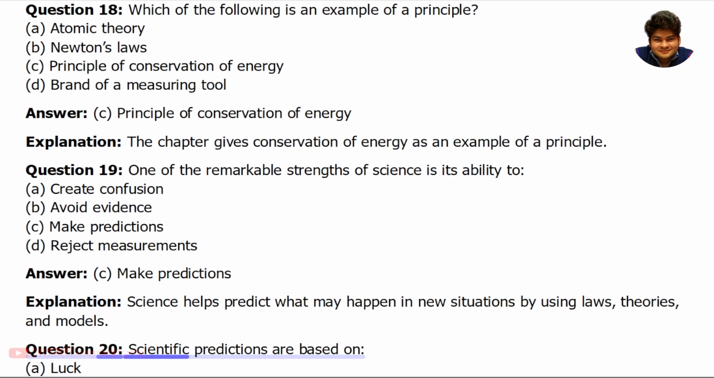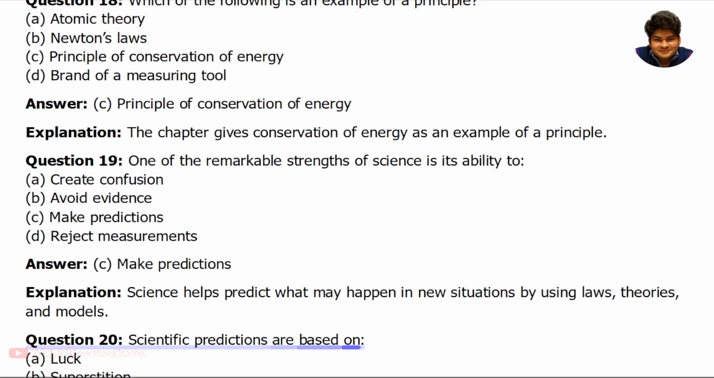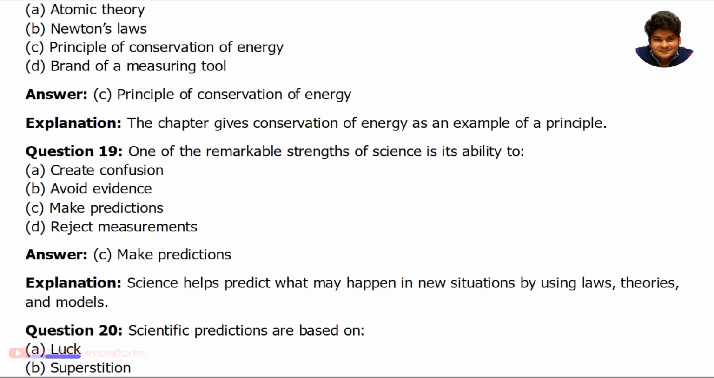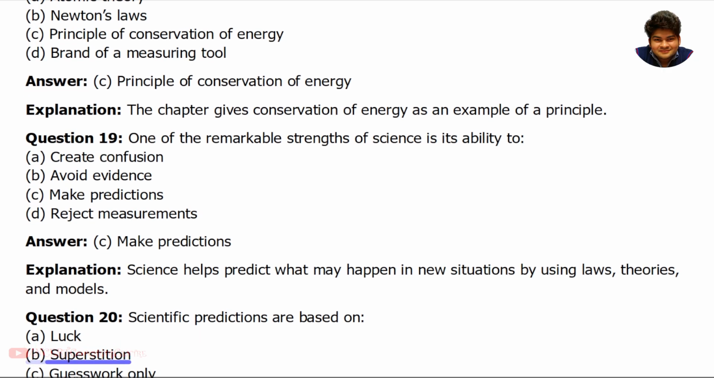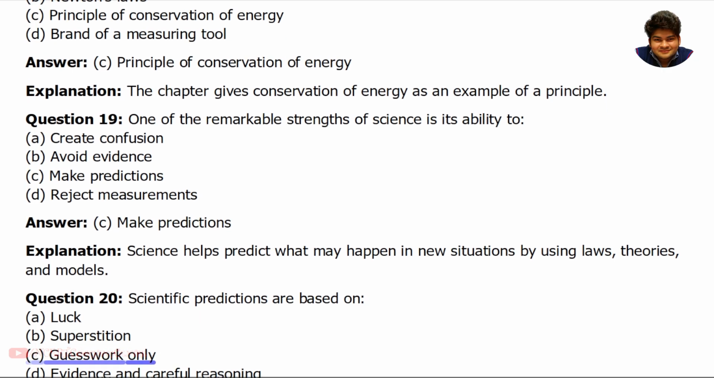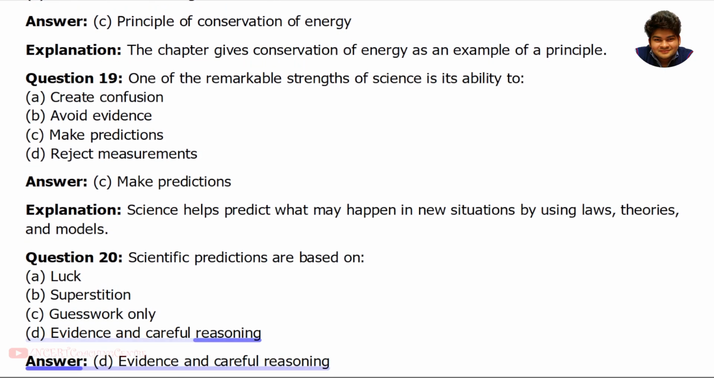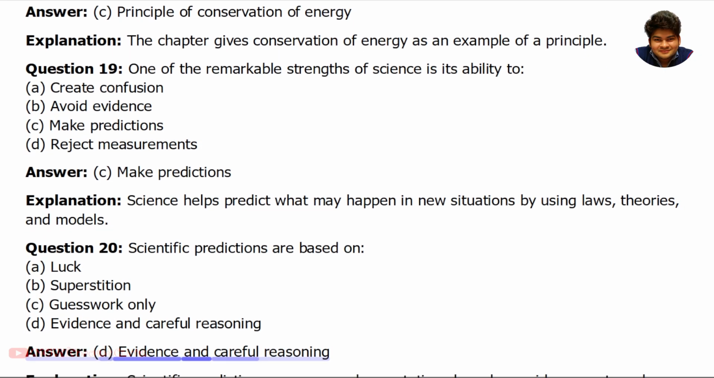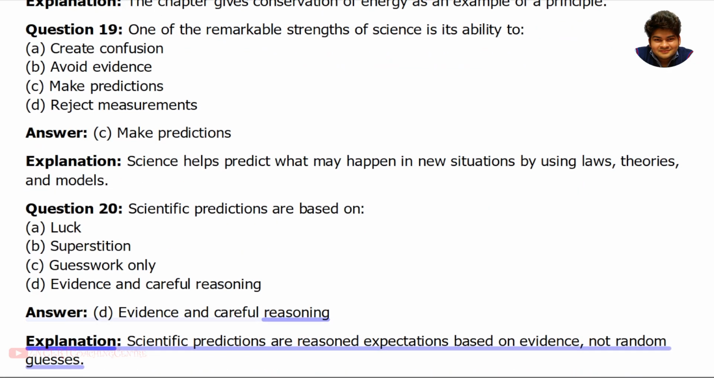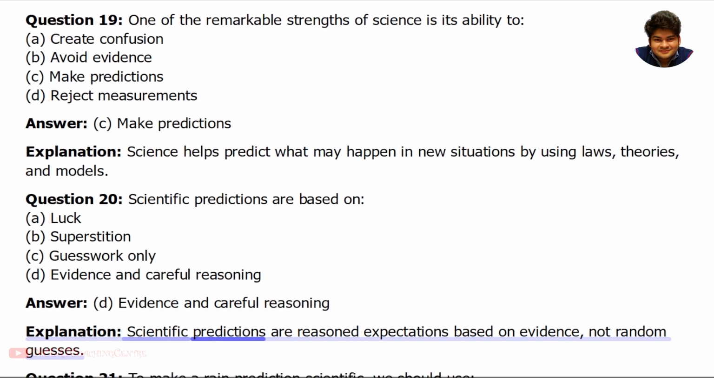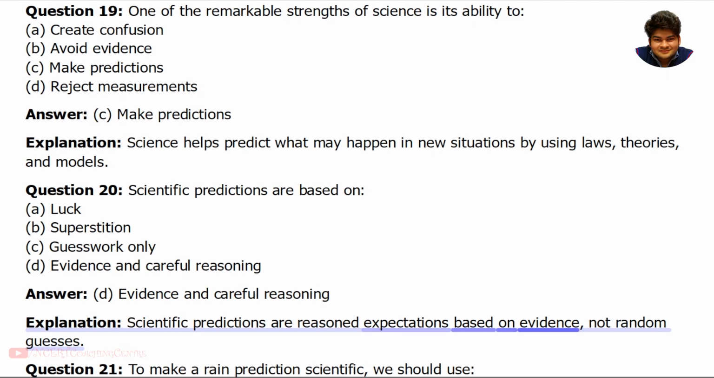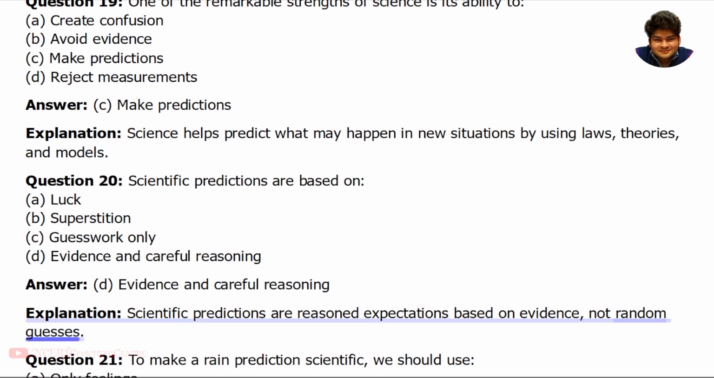Question 20. Scientific predictions are based on: A. Luck. B. Superstition. C. Guesswork only. D. Evidence and careful reasoning. Answer: D. Evidence and careful reasoning. Explanation: scientific predictions are reasoned expectations based on evidence, not random guesses.